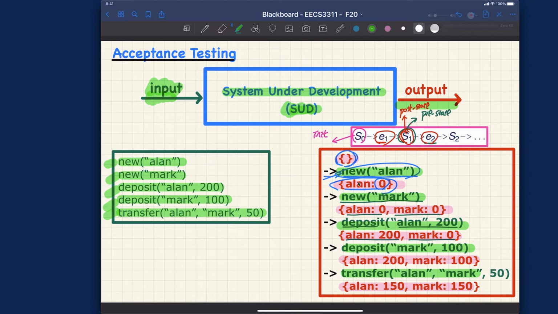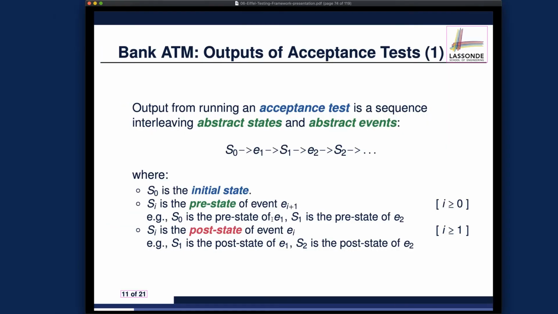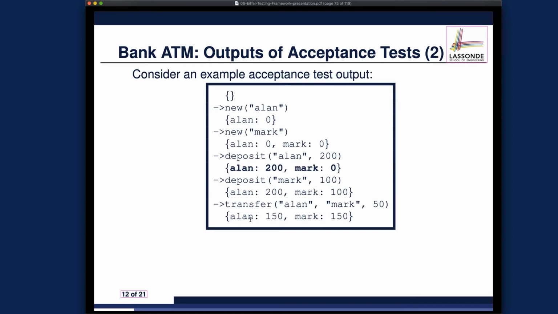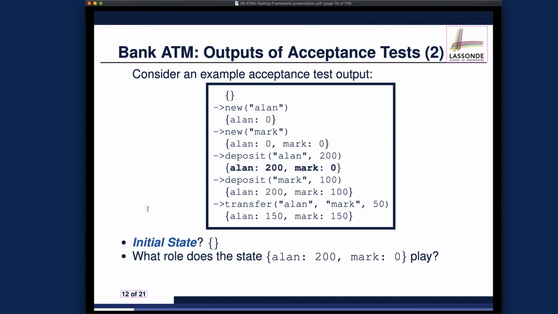Okay, let's have a very quick exercise for you. You can try to answer that. The same example over here. So the initial state, well, that's easy. It should just be the empty state, right? So that's the initial state. And now this will be a little bit trickier. What rows does the state Alan 200, Mark 0 play?